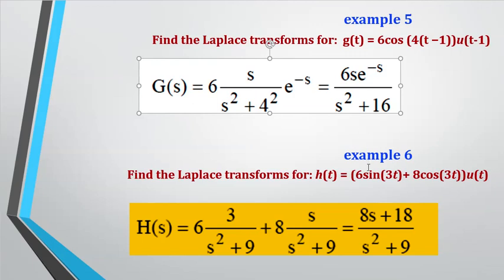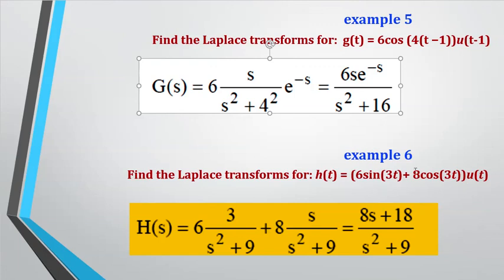How about this one? We want to find the Laplace transform of h of t equals 6 sine of 3t plus 8 cosine of 3t, u(t).